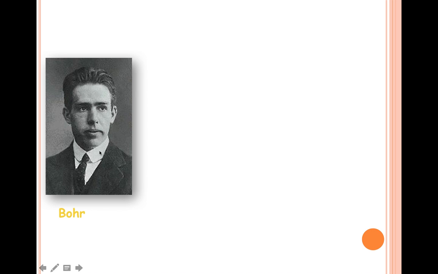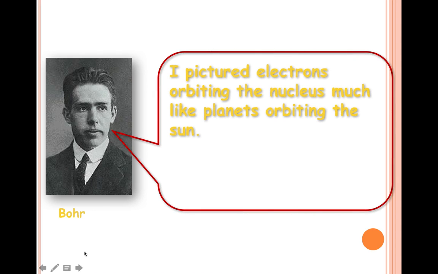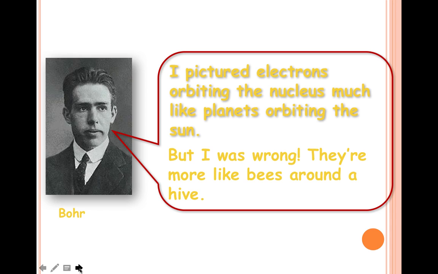However, this is Bohr as a young man, he wasn't quite right about this. He pictured electrons orbiting like planets orbiting the sun. But very shortly afterwards, other scientists realized that he was wrong, that while electrons do have certain energy levels, they don't orbit like planets. They kind of buzz around like bees in specific areas where they're going to be more likely to be.